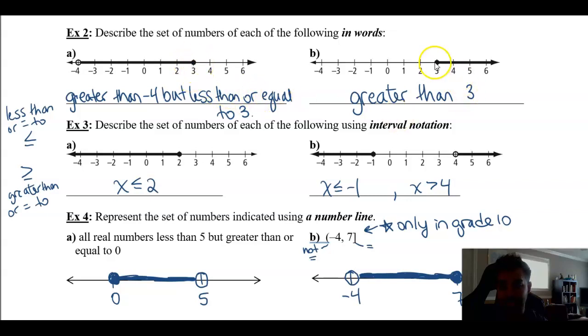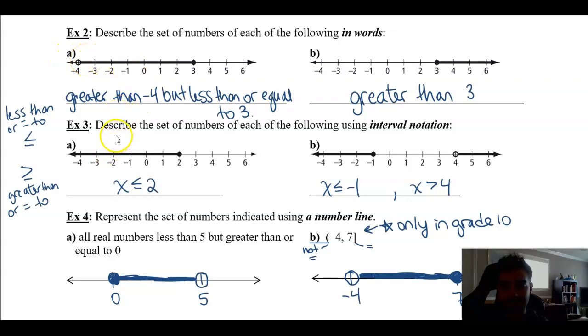So let's look at this example. Here it just says greater than 3, but it should be greater than or equal to 3, right? Because it's filled in. And it's just greater than because at the end of the line, you can see there's an arrow here. The arrow means it continues forever in that direction, right? Whereas these ones end with circles, meaning they stop at those points, right?